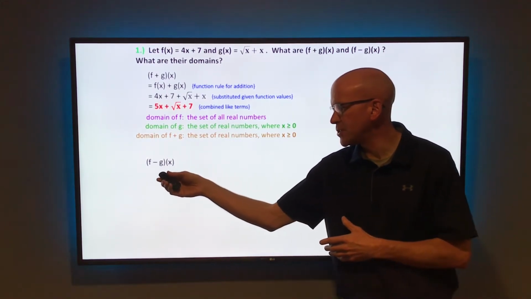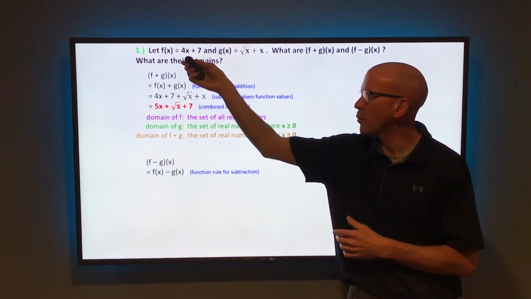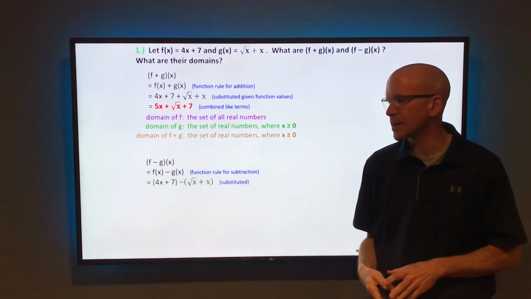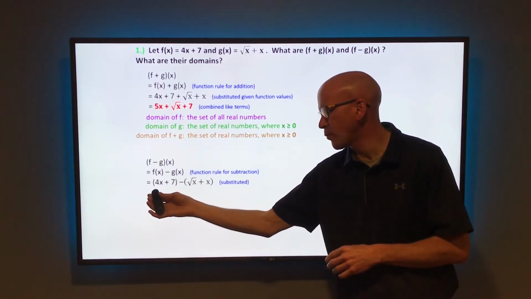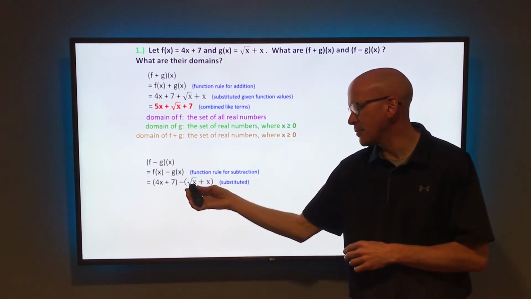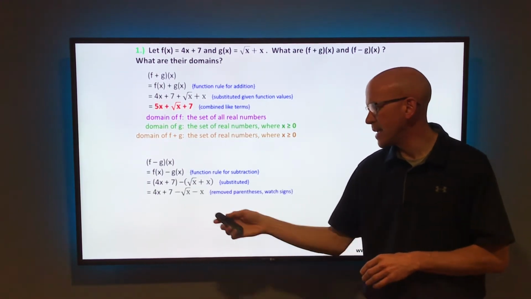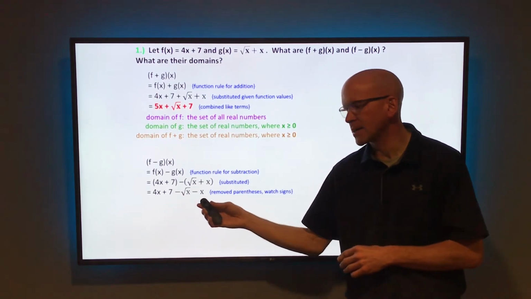Now for f minus g of x, take what f of x is, subtract g of x. So 4x plus 7 minus the square root of x plus x. So that is the same as f of x minus g of x, 4x plus 7 minus the square root of x plus x. Distribute that negative sign through that set of parentheses. It'd be the negative of the square root of x minus x. So 4x plus 7 minus the square root of x minus x.